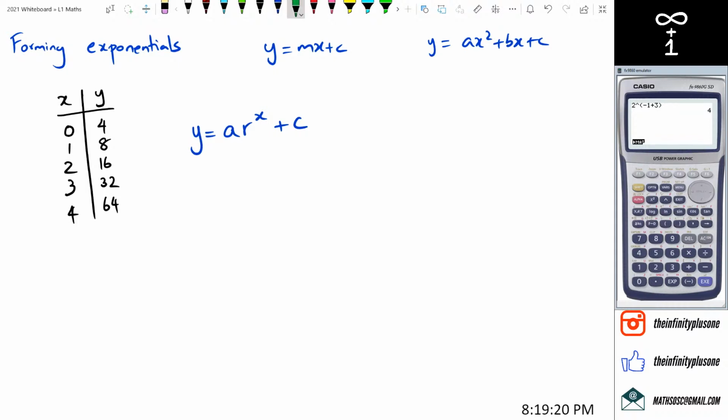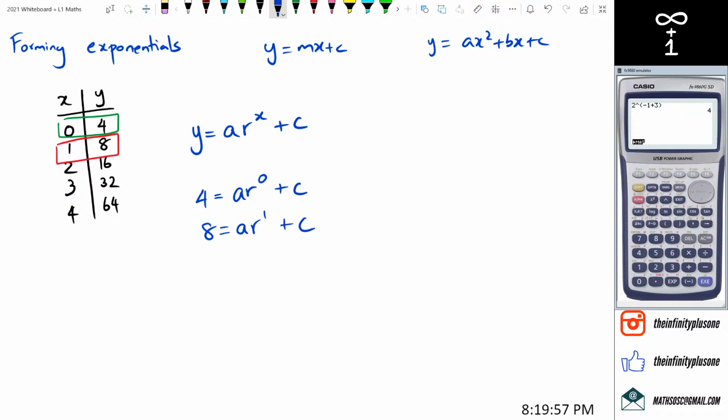The first method I'm going to show you guys is substitution. So I'm going to take (0, 4) and substitute it in this equation. When I substitute (0, 4), I get 4 equals AR to the power of 0 plus C. Now, if I take another point, let's say (1, 8), and substitute it in there, I get 8 is equal to AR to the power of 1 plus C.